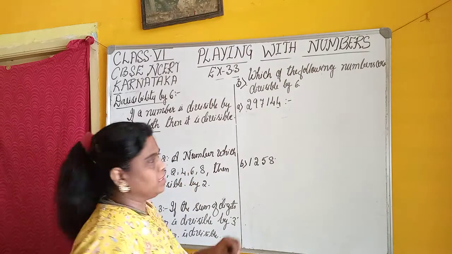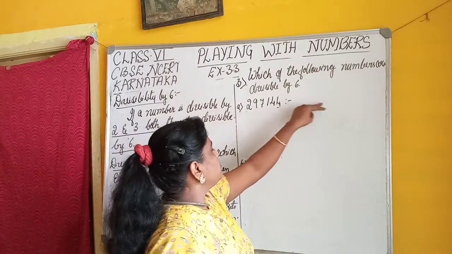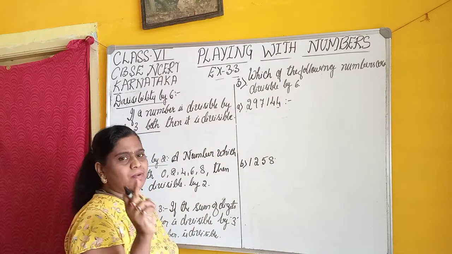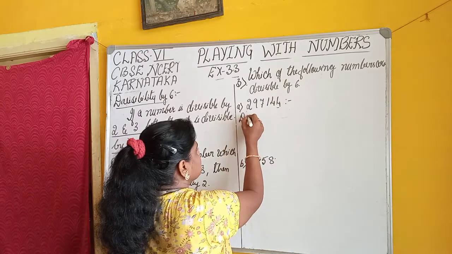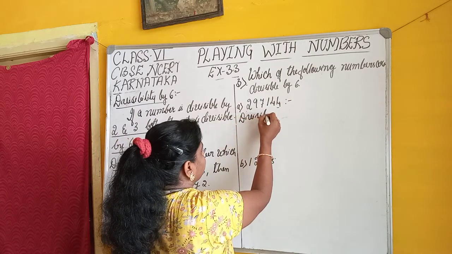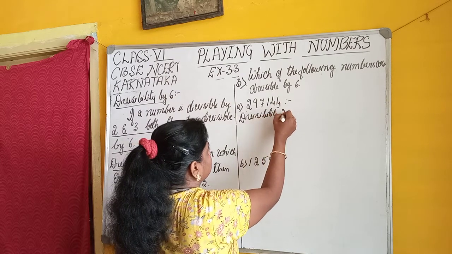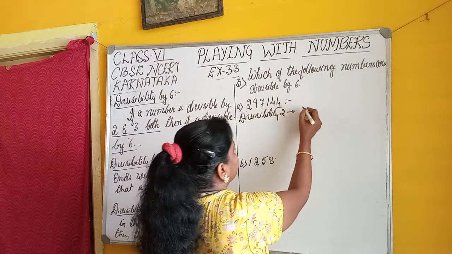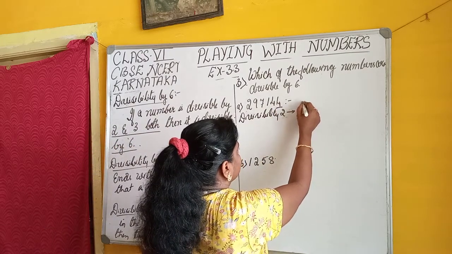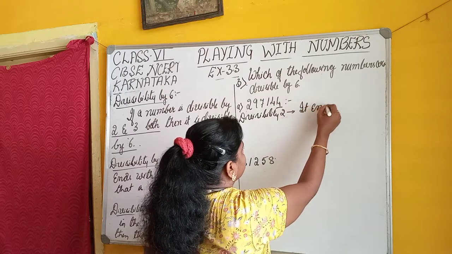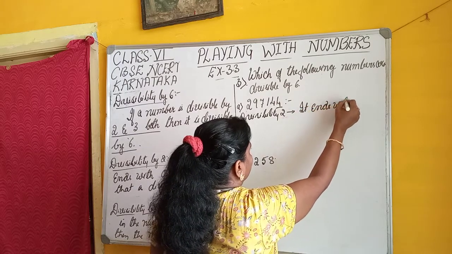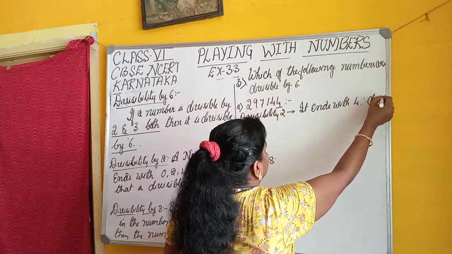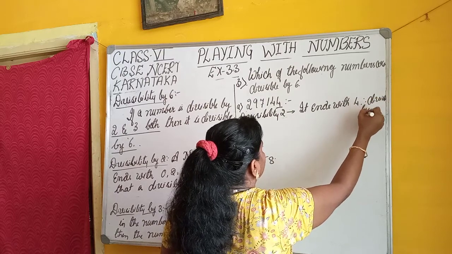Okay, now let us check this. Which of the following numbers are divisible by 6? For the first, what we have to do? Is this number divisible by 2? Divisibility by 2. Because it ends with 4, it is divisible by 2.